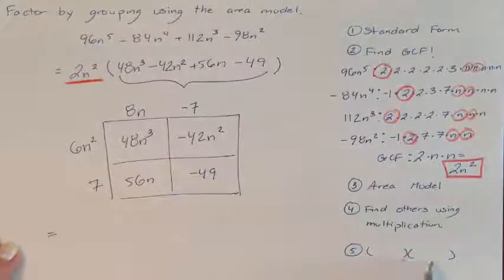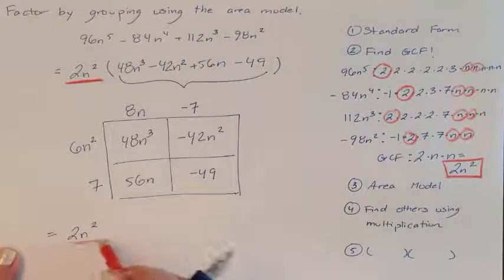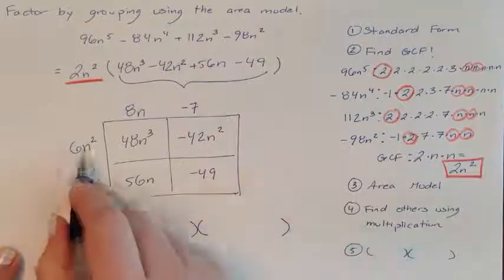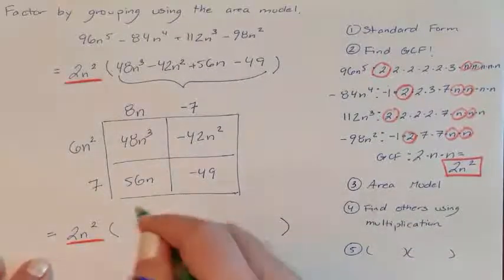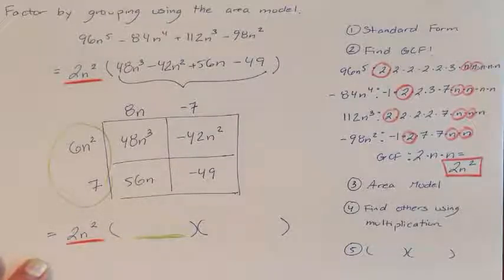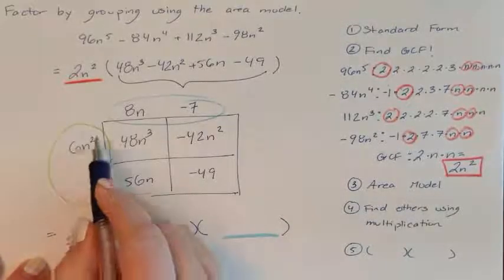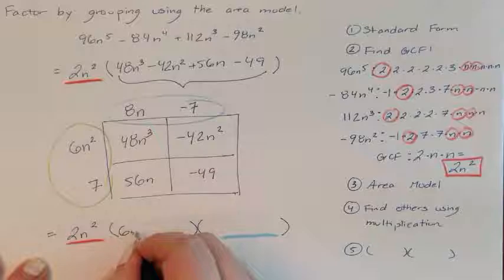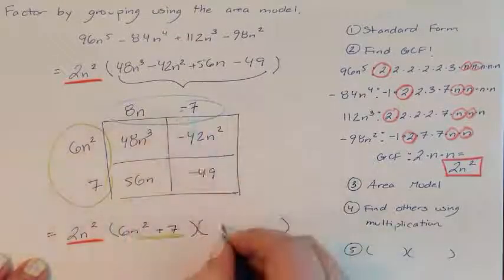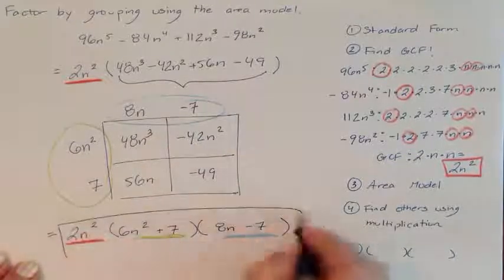So the final step now is just to write your answer. So you cannot forget about your GCF. The GCF still stays here. And now we have 2 parentheses representing the 2 sides of the area model. So everything on this side goes in this parenthesis, and everything on this side goes in this parenthesis. So this is a 6n squared with a positive 7, so 6n squared plus 7. This is an 8n with a negative 7. So this is 8n minus 7, because it was a negative 7. And this is our final answer, and we are done.